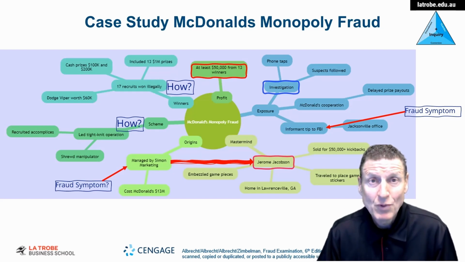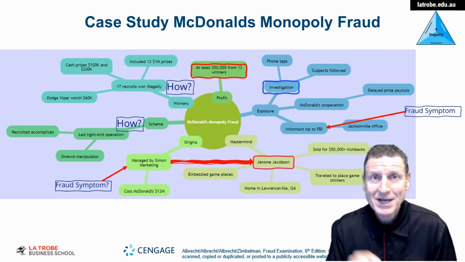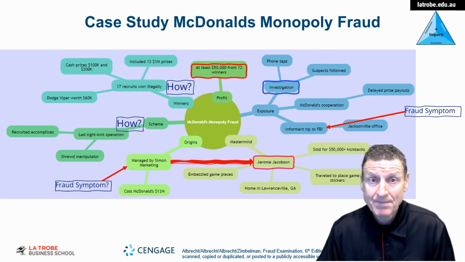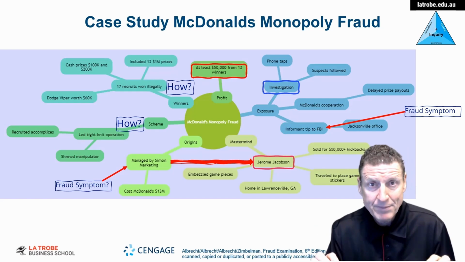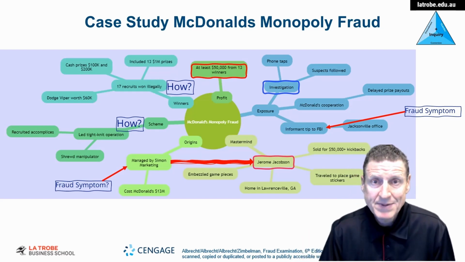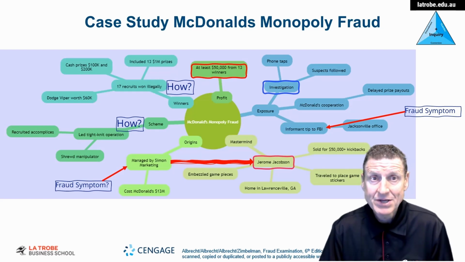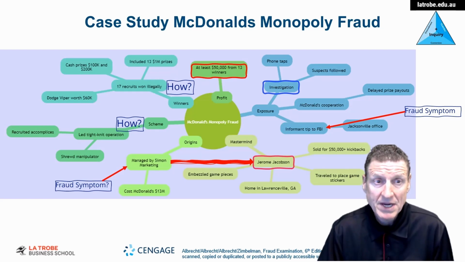How was it found out? From the last 2 weeks, it starts with fraud symptoms. The informant tipped off the FBI, and then the FBI started an investigation. This is where they started tapping phones. Yes, you cannot do that, but the FBI can. Suspects were followed, and in the end, they were able to gather evidence to convict Jerome Jacobson of this massive fraud undertaken on McDonald's Monopoly.